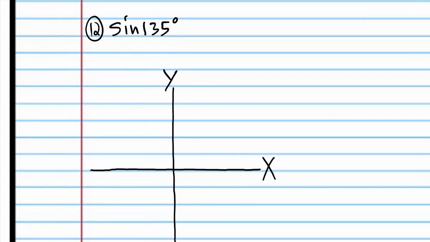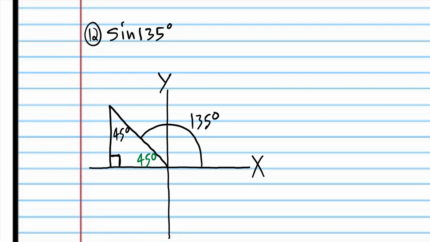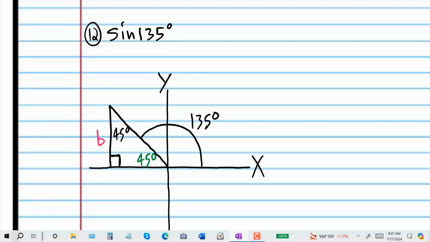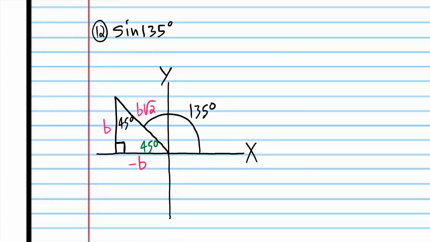Okay, we're back. So we're going to draw the angle in standard position. The reference angle is going to be 45 degrees, which means that this angle has to be 45 degrees also. And because it's a 45, 45, 90 degree triangle, this side, if it's B, then this side is going to be B also, and this side is going to be B root 2. But remember, some of these sides are negative, so that's going to be a negative.